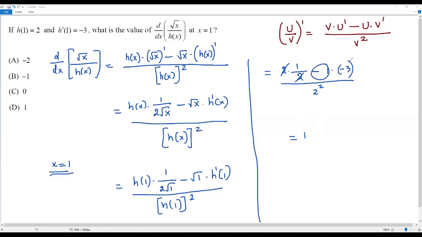When I multiply negative 1 and negative 3, I get positive 3, divided by the value of 2 squared, which is 4. Then 1 plus 3 is 4, divided by 4. 4 divided by 4 equals 1. So the value of this derivative at x equals 1 is 1. We find this result 1 in answer choice D. The correct answer choice for this question is D.